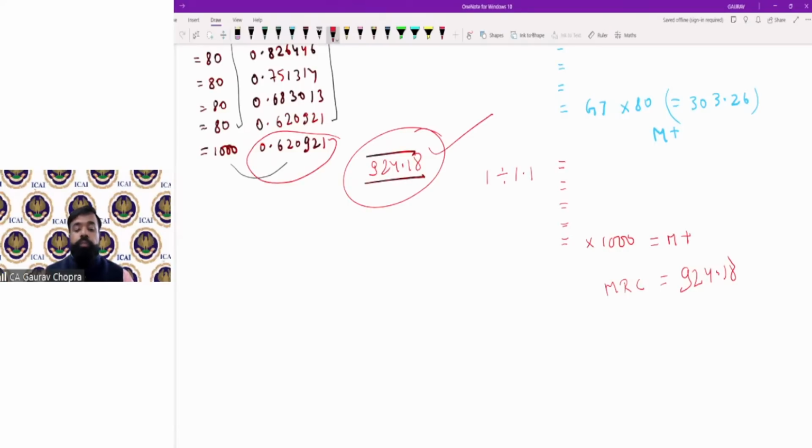So you have to do 1.1, not 1.08, because required rate of return is 10%. तो जो required rate है उसी से ही आपको डिवाइड करना है. Okay.